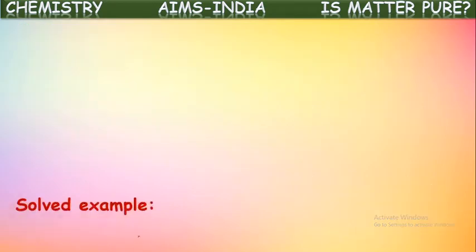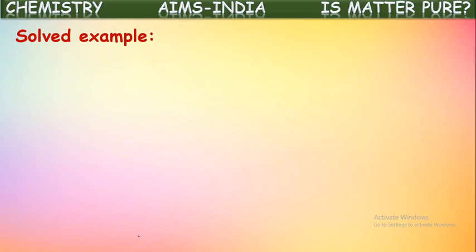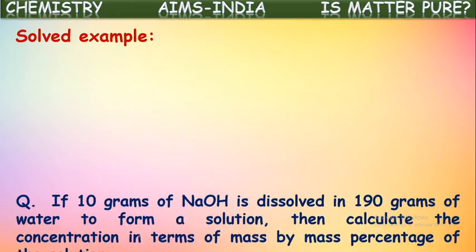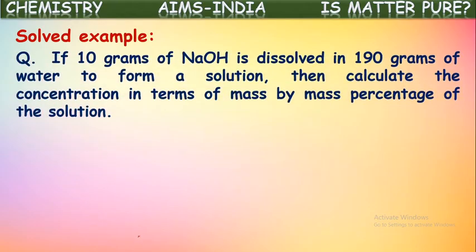Okay. Now let us see some solved examples based upon this expression, mass percentage, to calculate the concentration of a solution. This is the question given. If 10 grams of sodium hydroxide is dissolved in 190 grams of water to form a solution, then calculate the concentration in terms of mass by mass percentage of the solution. Okay, they are asking to calculate the concentration in terms of mass by mass percentage. What data have they given? They have given 10 grams of sodium hydroxide dissolved in 190 grams of water to form a solution.